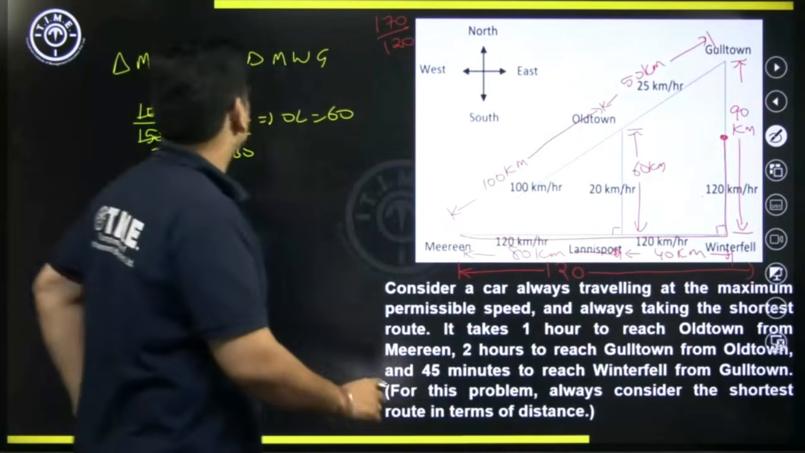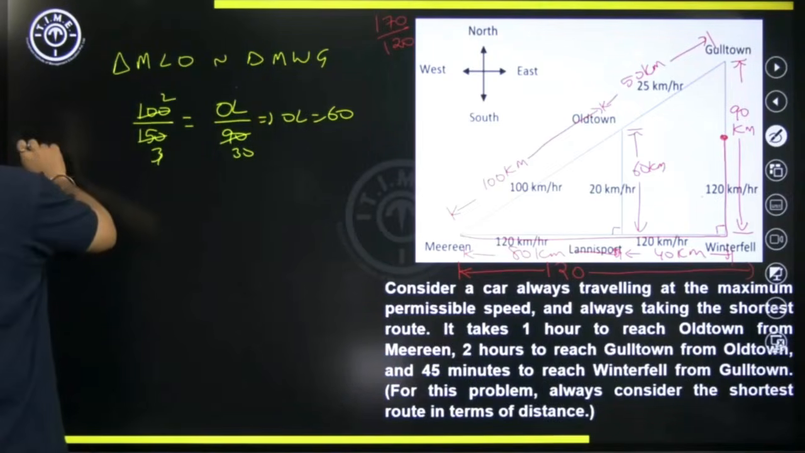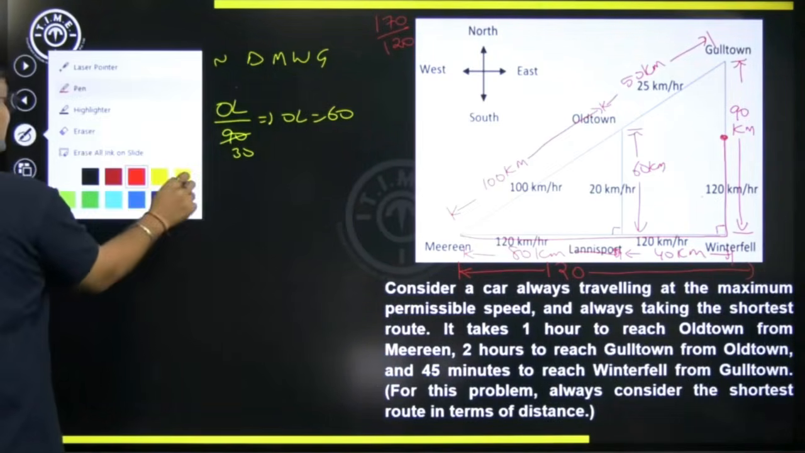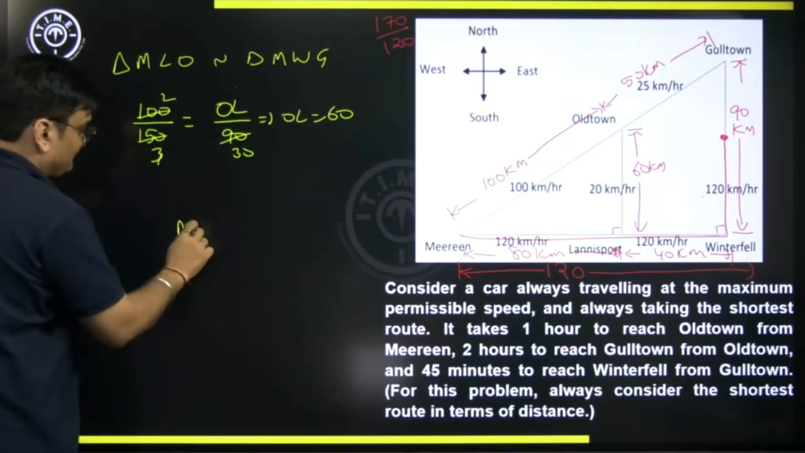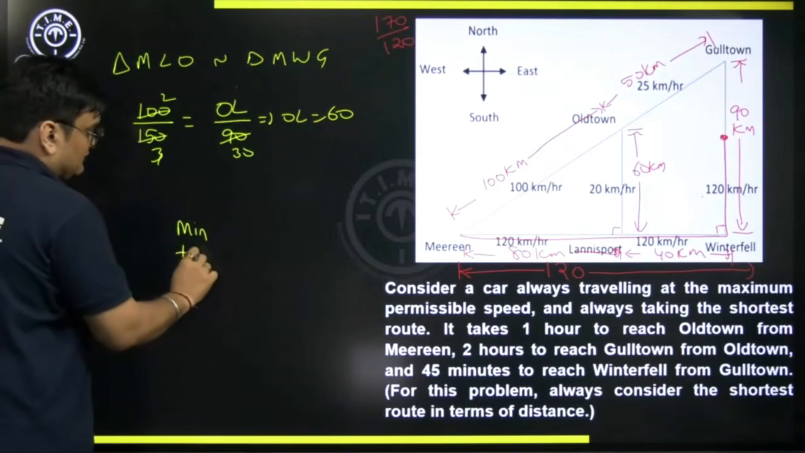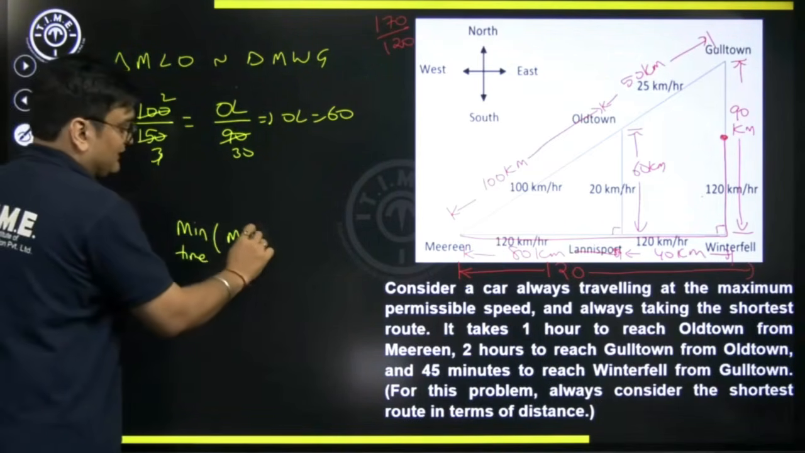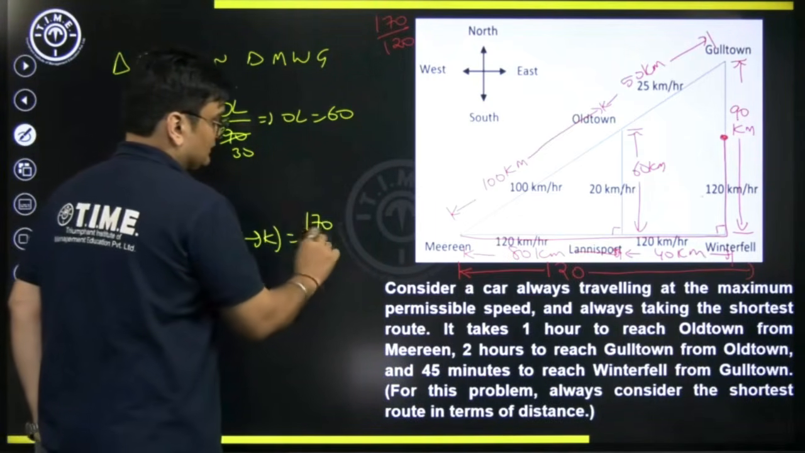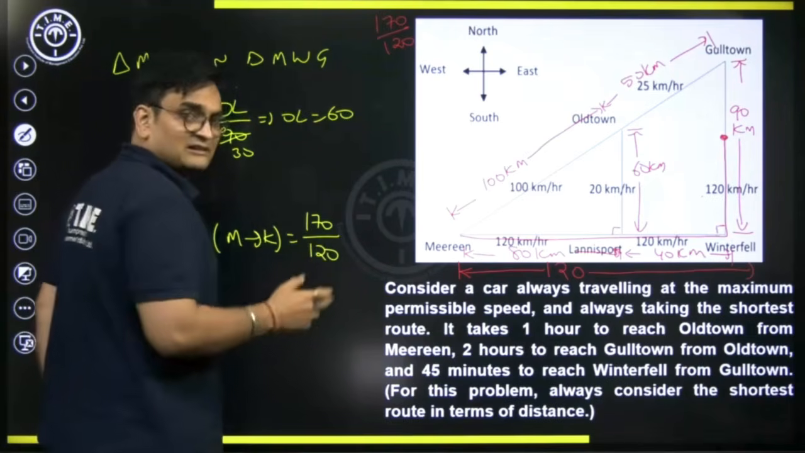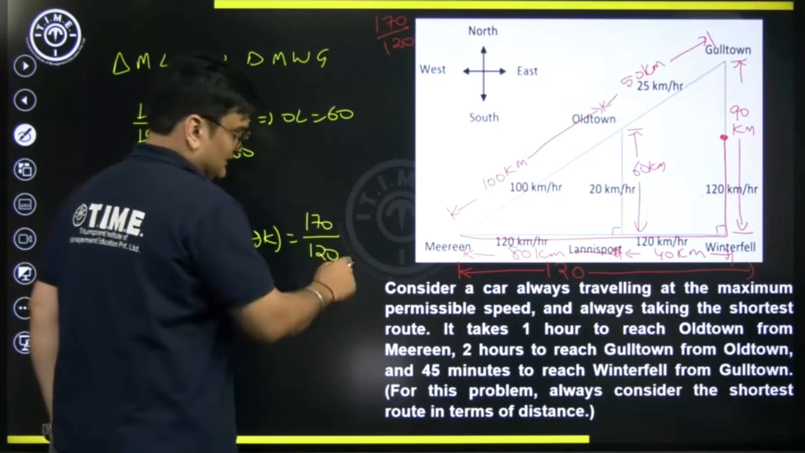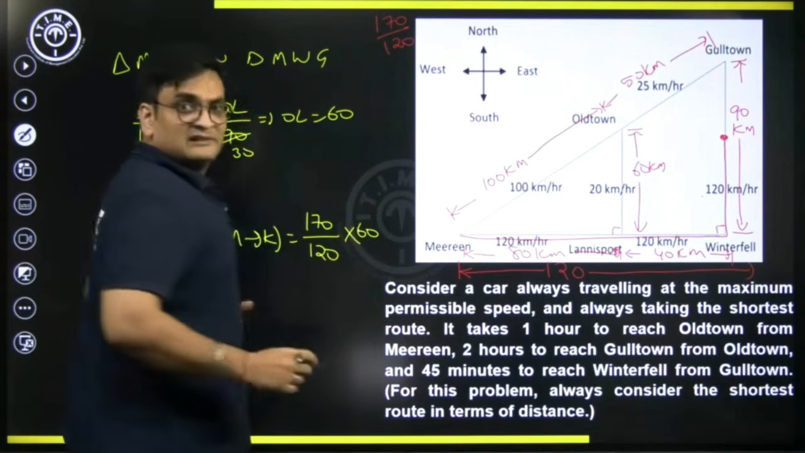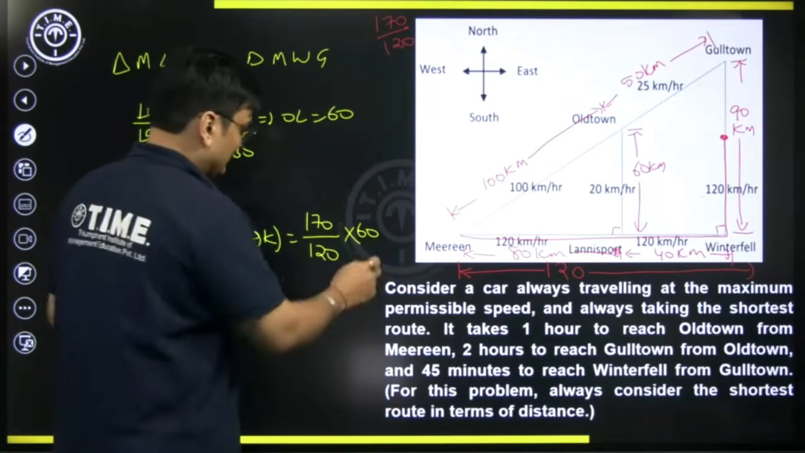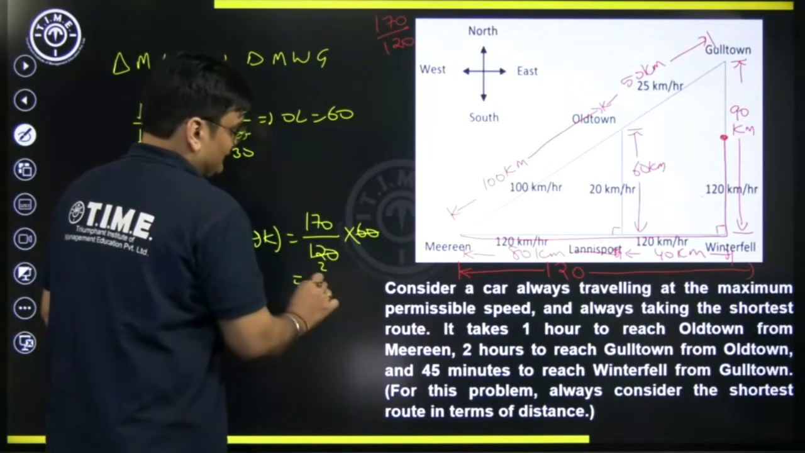And in this path, how much time are we taking? So the minimum time to travel from Meerin to King's Landing is 170 kilometers upon 120 kmph. That is the speed limit. This is the number of hours. I will multiply with 60 to write it in minutes. So you will get 85 minutes.